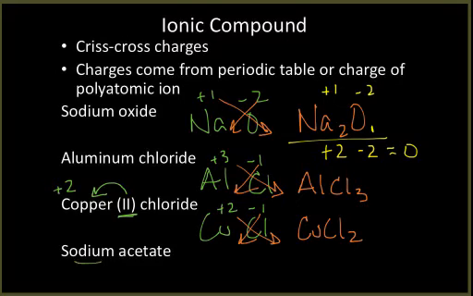And then our last example shows how to deal with a polyatomic ion. Sodium, we know, is just Na, and we know that's a +1 from looking at our periodic table. Acetate is not an element on the periodic table.